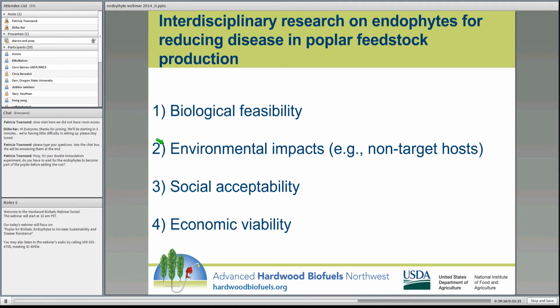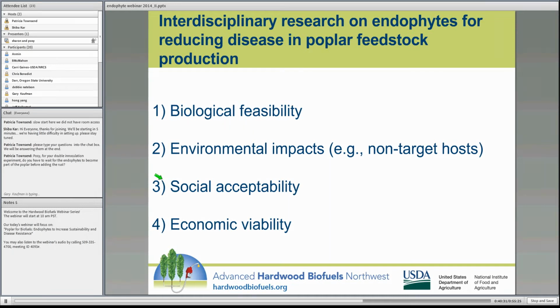We want to make sure, before we deploy an endophyte like that in biofuel plantations, that it doesn't have any detrimental effects on non-target hosts. For example, corn or wheat or alfalfa that might be growing in the adjacent field next to the poplar trees. So we're conducting a series of experiments now to evaluate how endophytes of poplar influence other hosts that poplar might interact with, both in the wild and in a plantation setting.